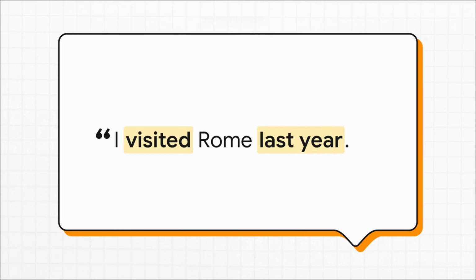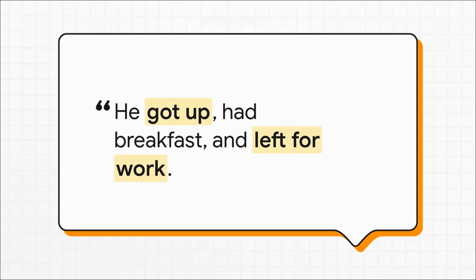First up, a single completed action in the past. I visited Rome last year. The trip started last year and it ended last year. It's a finished event, completely sealed in time. That is textbook past simple. Now this is how we tell stories. He got up, had breakfast, and left for work. You see how the past simple creates this chain of finished events? It connects them all in order and just paints a super clear picture of what went down.